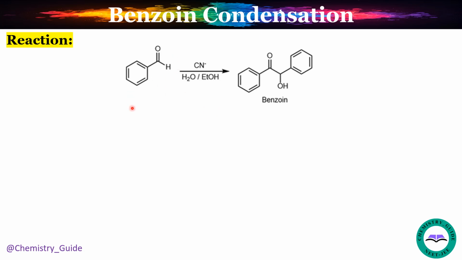This is a reaction of benzaldehyde to get the benzoin derivative. Benzoin derivative is the alpha hydroxy. This one is the alpha carbon to carbonyl. This is the alpha hydroxy carbonyl biaryl derivative. This is a condensation reaction where 2 moles of benzaldehyde condense to get the benzoin.